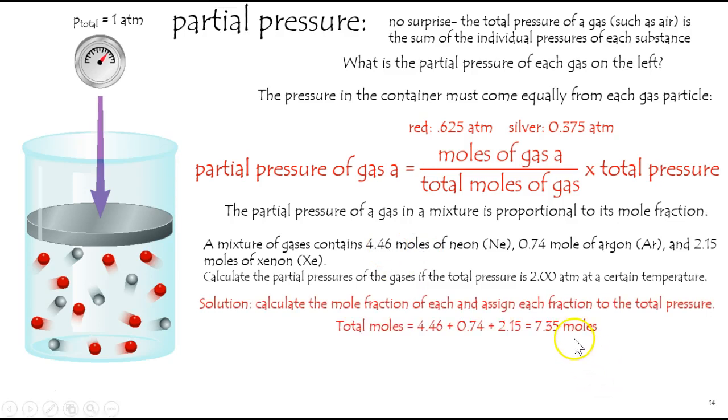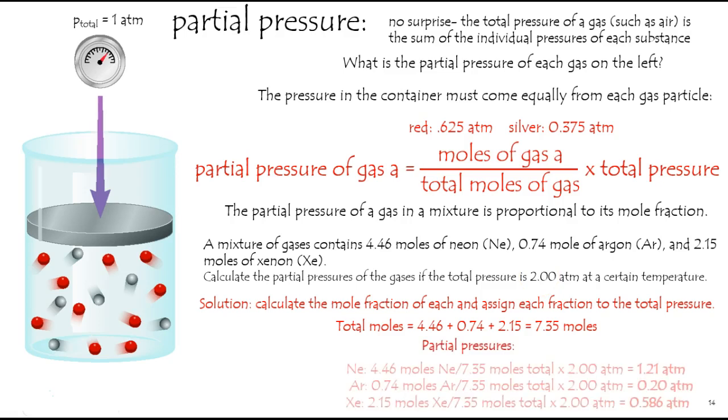We've got 7.35 moles, of which 4.46 are due to neon, so that's going to be more than half of that pressure. Where is the total pressure? 2 atmospheres is the total pressure, so I'm guessing we're going to have 1.2-ish, something like that for the neon. And there it is, 1.21.